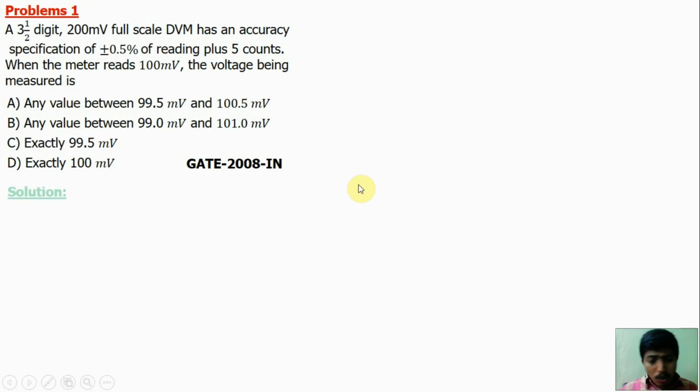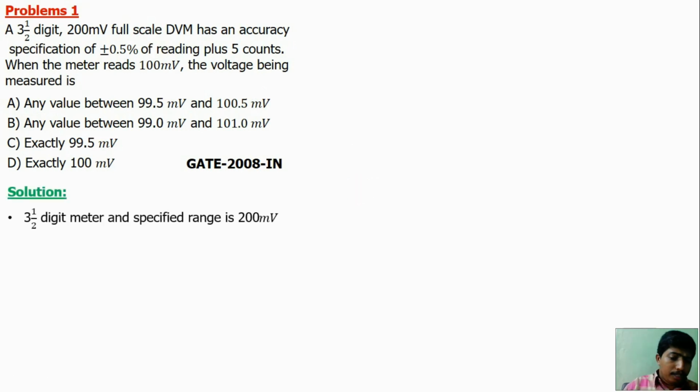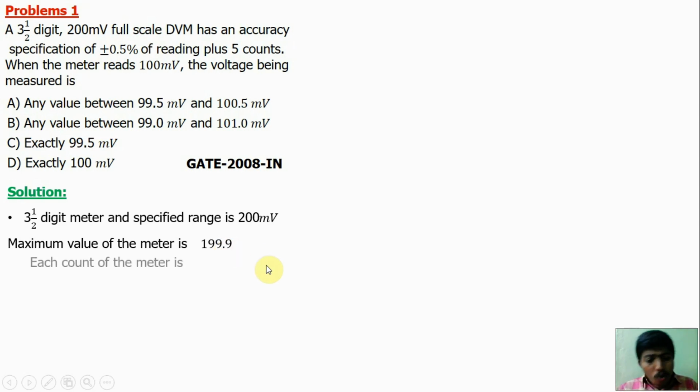Okay, so first, it is a 3.5 digit meter and the specified range is 200 millivolt. A 3.5 digit meter means it has four digits in total, 3 full digits and 1 half digit, the most significant digit. So the maximum reading of the meter will be 199.9. Three full digits 999, and the half digit's maximum value is 1. Here the specified range is 200 millivolt, so the point will be placed accordingly. Each count of the meter is 0.1.